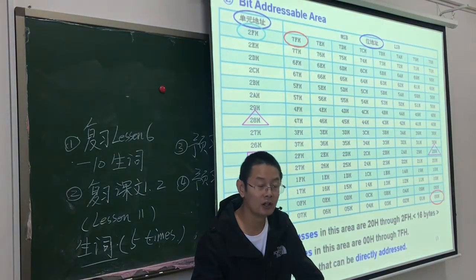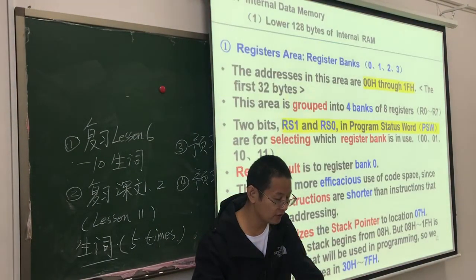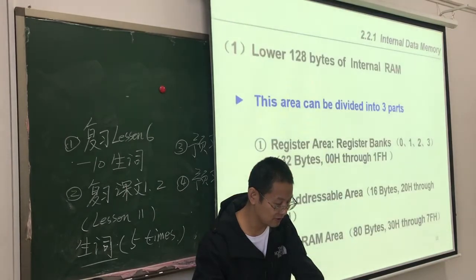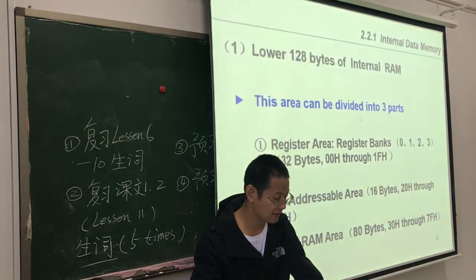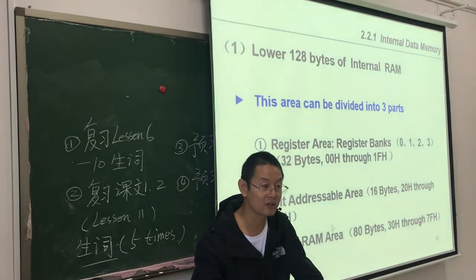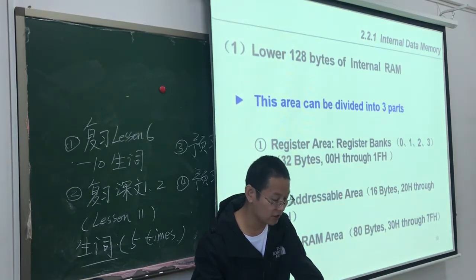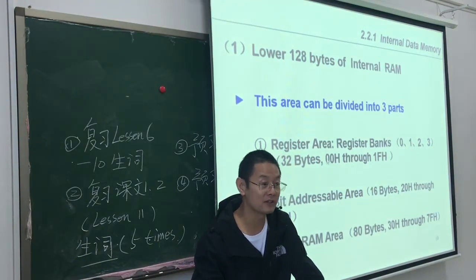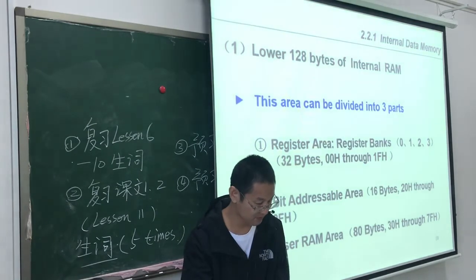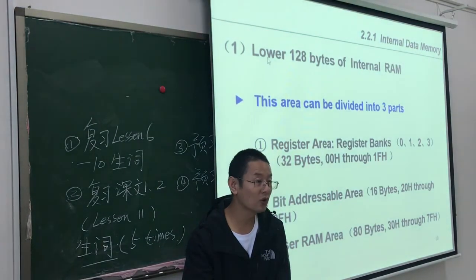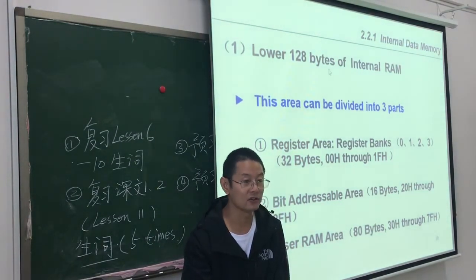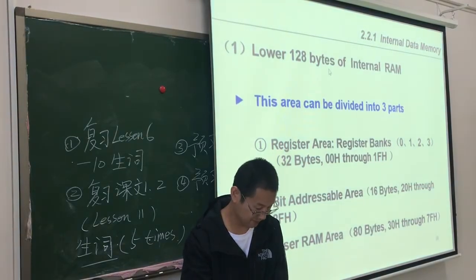This part we need to remember the three parts of the memory: register area, bit addressable area, and user RAM area. Yeah, the three parts you must remember. It's for the lower 128 bytes of internal RAM.